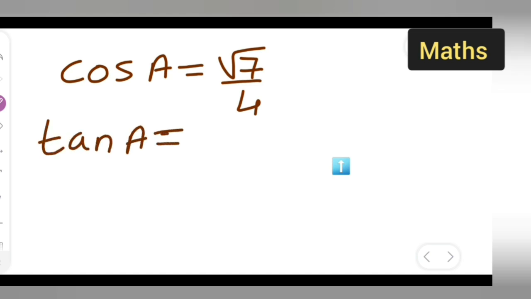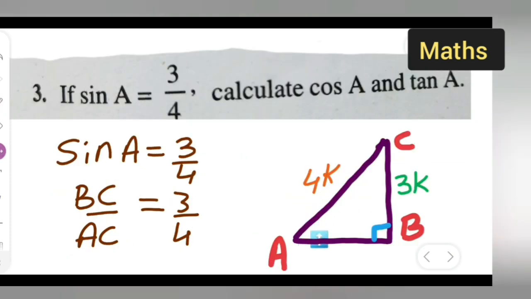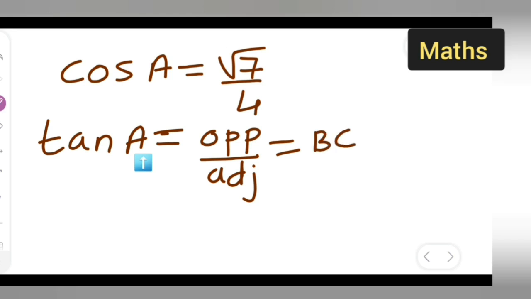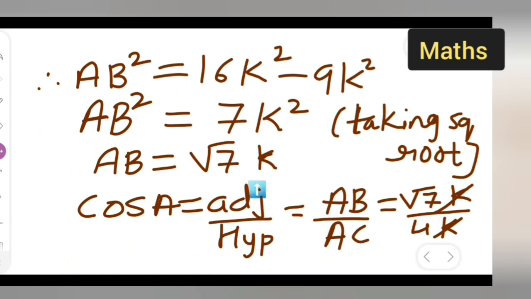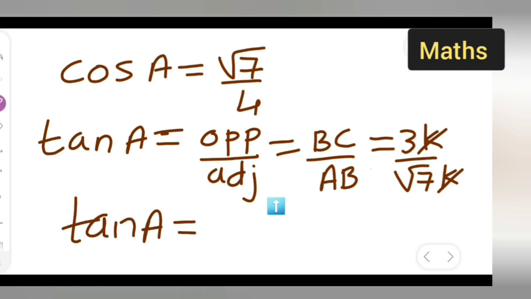Okay, now let us find out tan A. Now what is tan A? Tan A is nothing but opposite side upon adjacent side. What is the opposite side of A? The opposite side of A is BC, which is nothing but 3K. So I'll write down BC upon the adjacent side. The adjacent side of A is AB, which is root 7K. So obviously K and K will get cancelled and you are left with tan A is equal to 3 upon root 7.